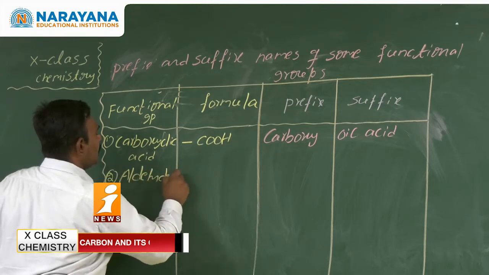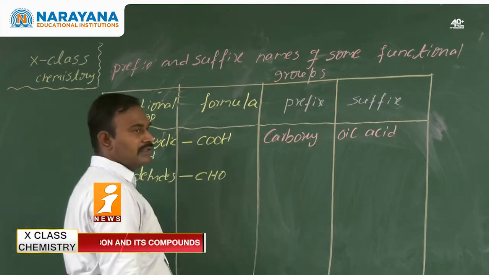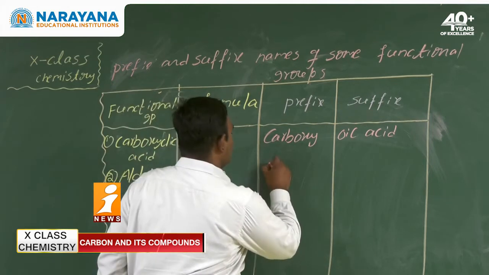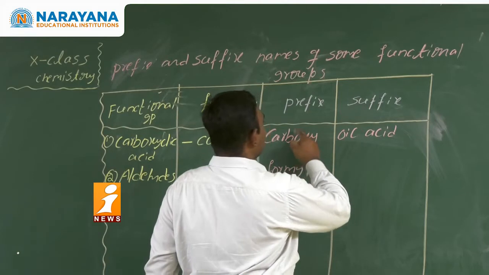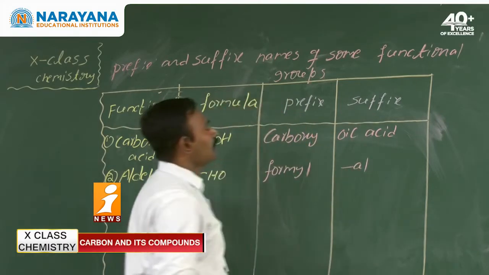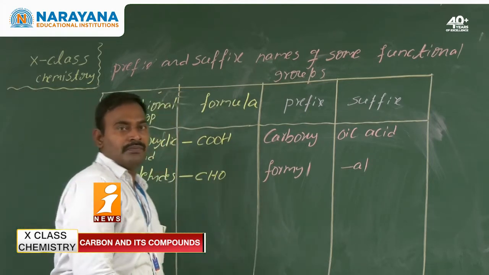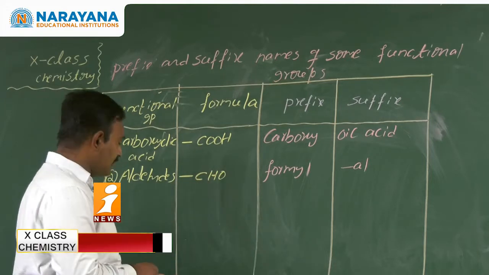Next, second one, aldehyde. What is the functional group? CHO. What is the prefix name? Formyl. Suffix name? Al. In some special conditions, we can use carbaldehyde also, where the carbon is not included in the carbon chain or main chain.